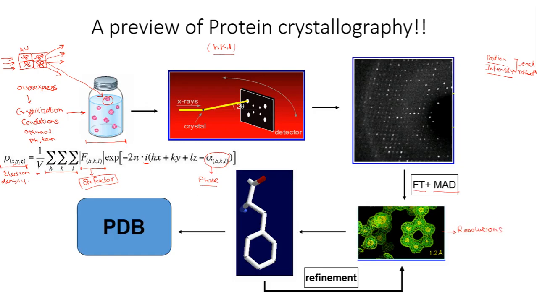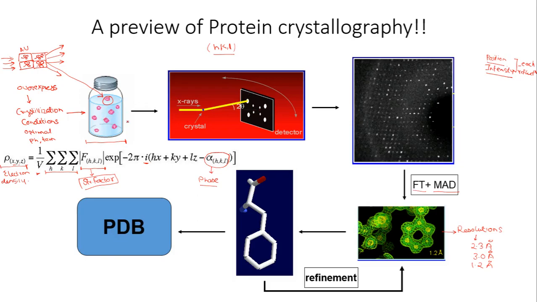Okay, you can have an electron density map at various resolutions. You can say that I have got an electron density map at 2.3 angstrom resolution, or at 3.0 angstrom resolution, or 1.2 angstrom resolution, right? So you can get an electron density map at different resolutions depending on how well your proteins were crystallized.